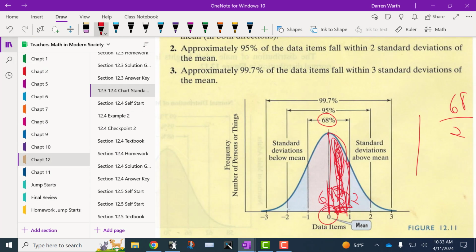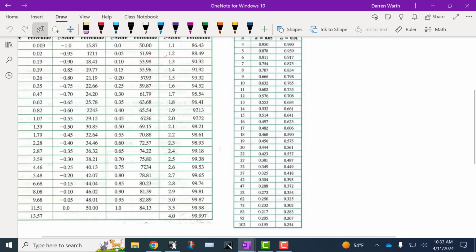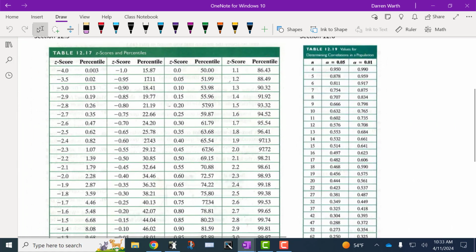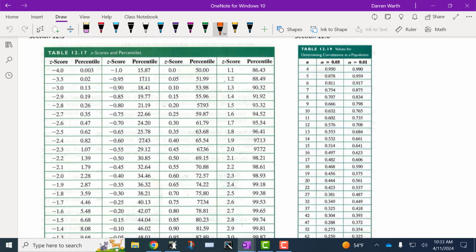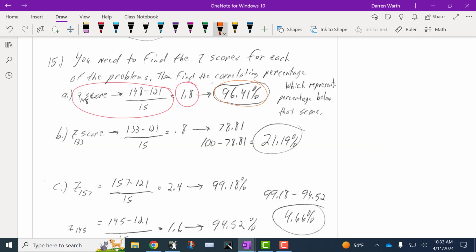Go find our z-score chart and find that correlating 1.8. So here's my z-score chart. And remember, it's on your formula sheet. All you got to do is just go ahead and find 1.8. So I found 1.8 right here, and it correlates to 96.41. So remember, these charts are below, the percentile represents the percentages below that score. So in other words, that answer is just going to be exactly 96.41. So that's the answer to A, 96.41%.